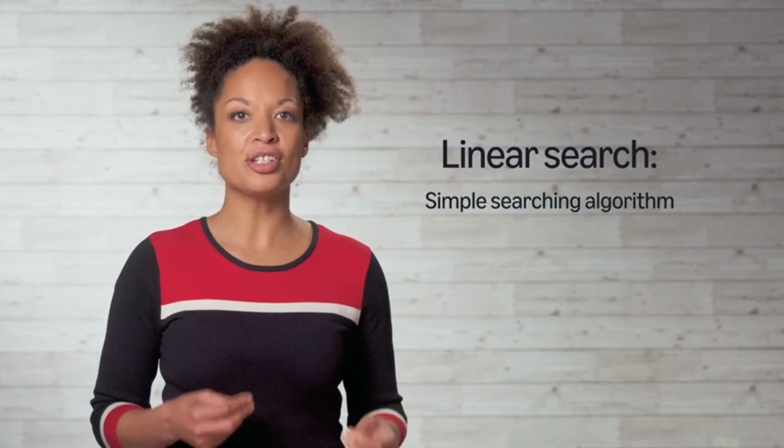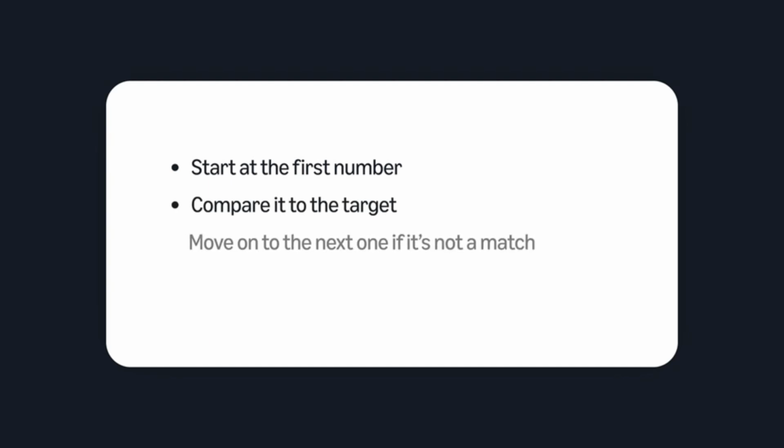It's like starting at the beginning of the phone book and checking each name one by one until you find Sarah. In a linear search, the computer processes the data from beginning to end, comparing each item to the target item. For example, if you were searching for a number in a list of unsorted phone numbers, the linear search would start at the first number, compare it to your target, and move on to the next one if it's not a match. This process repeats until the number is found or the list ends.